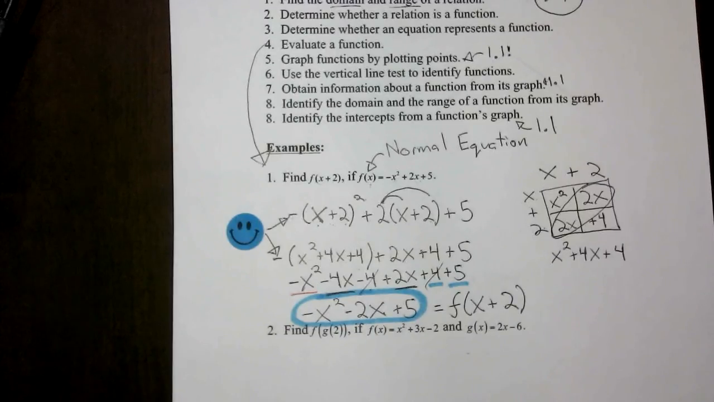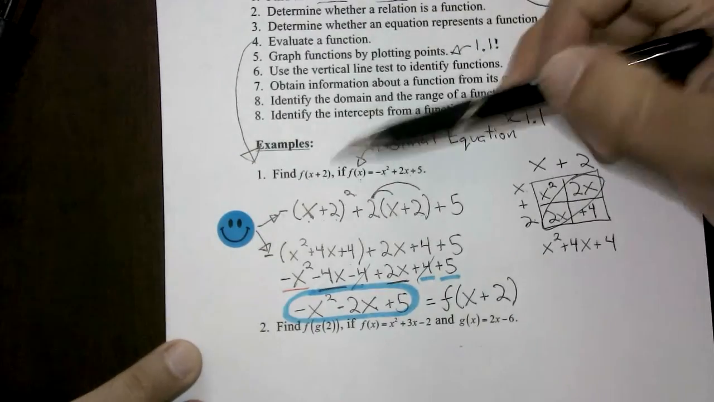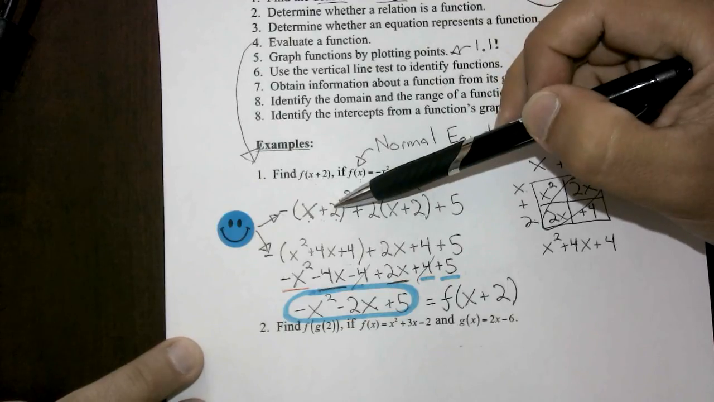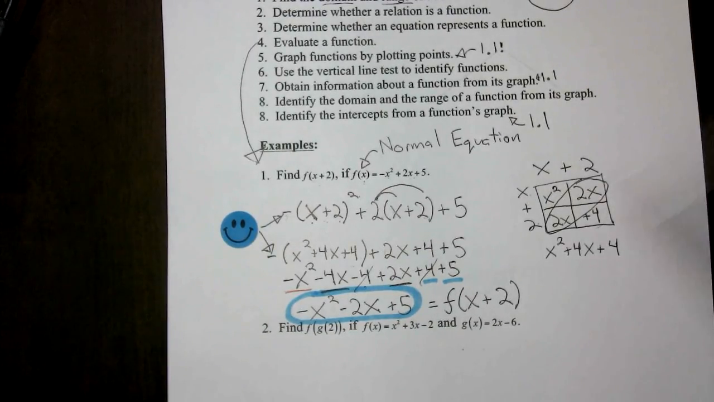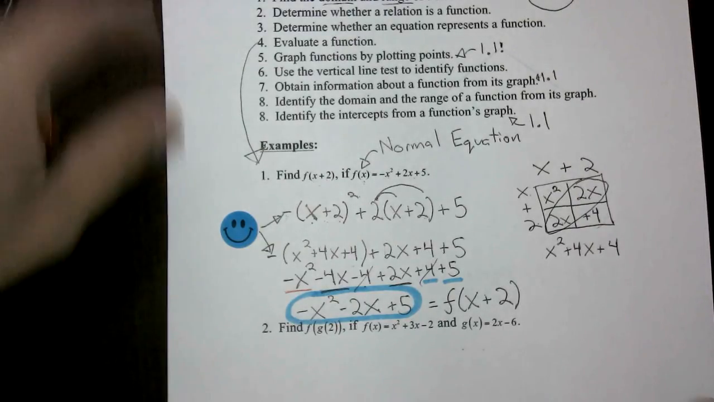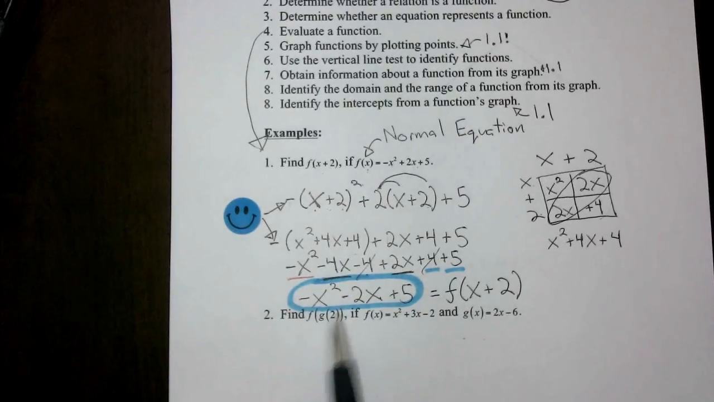So lots of steps on this one, but take your time. If you get stuck, think about what we did here. We acknowledged what we were plugging in. We used parentheses. We took our time evaluating and distributing and also multiplying binomials, eventually getting us negative x squared minus 2x plus 5.